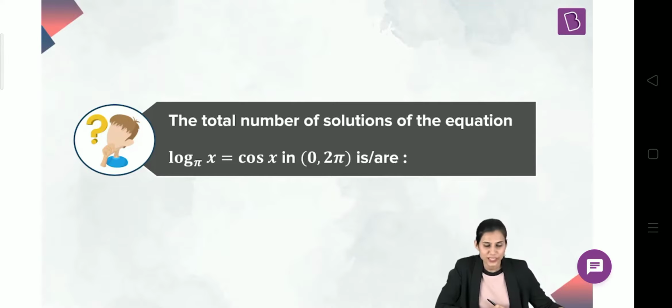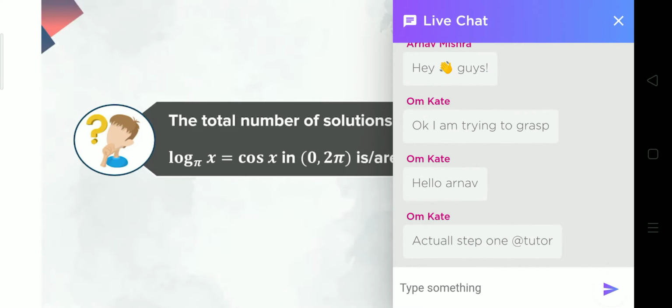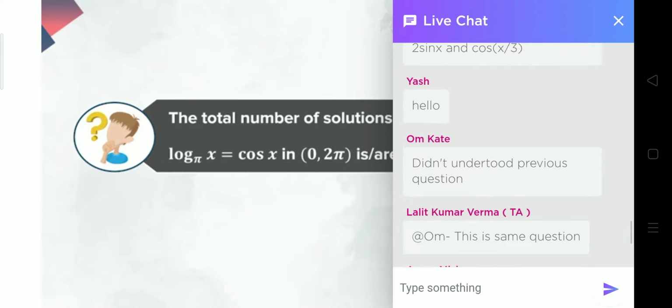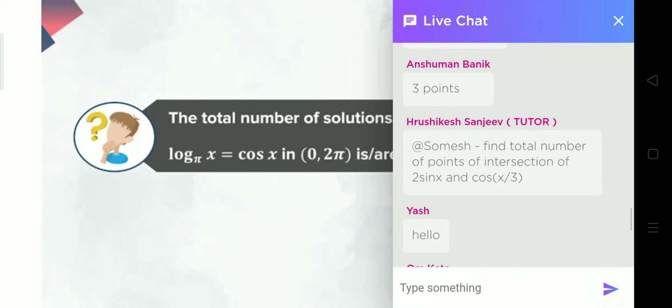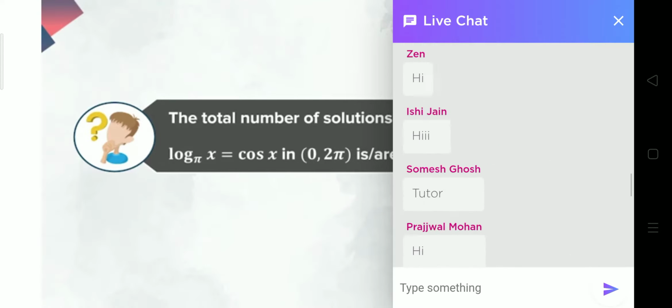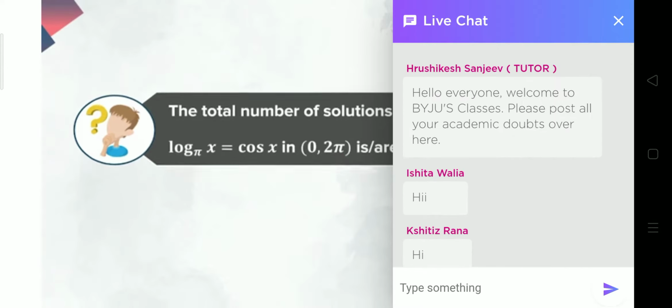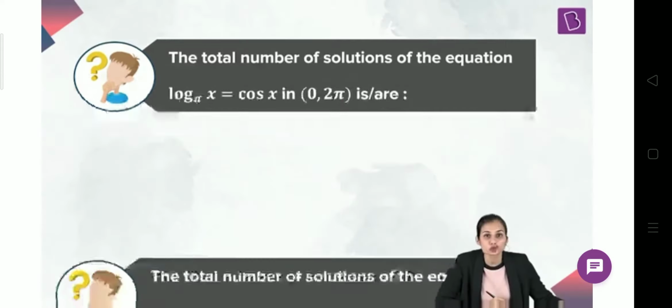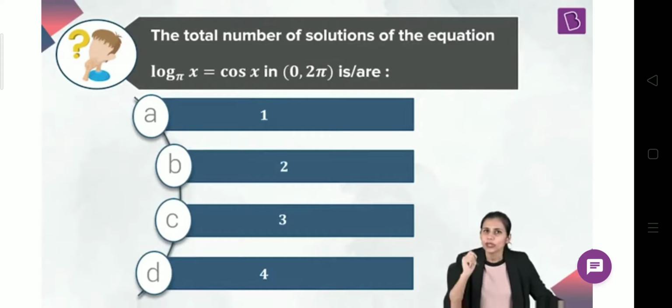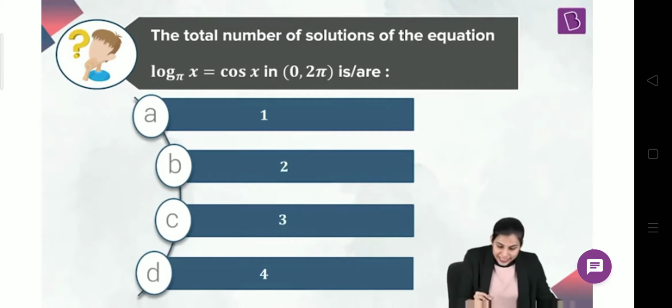Now take a look at this question. It says, find the total number of solutions of this given equation in the open interval 0, 2 pi. That means we have to find out the total number of real values of x sitting in this interval which are able to satisfy this given equation.